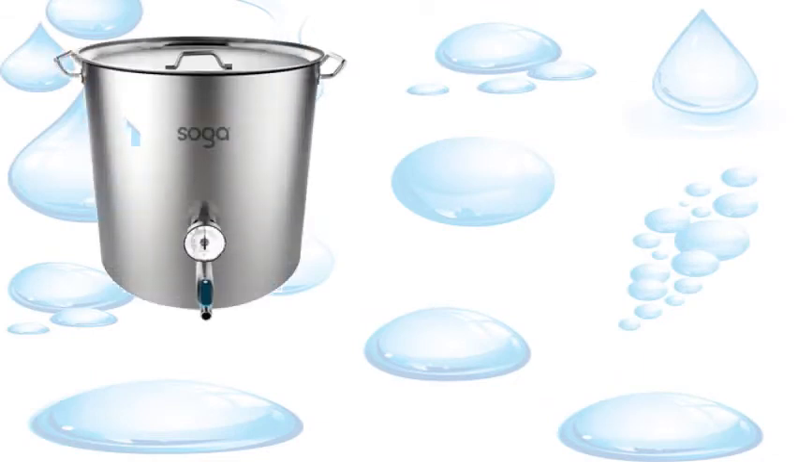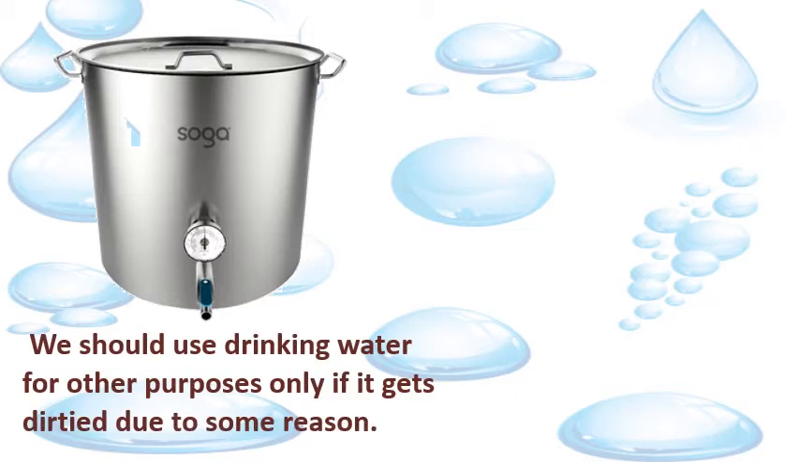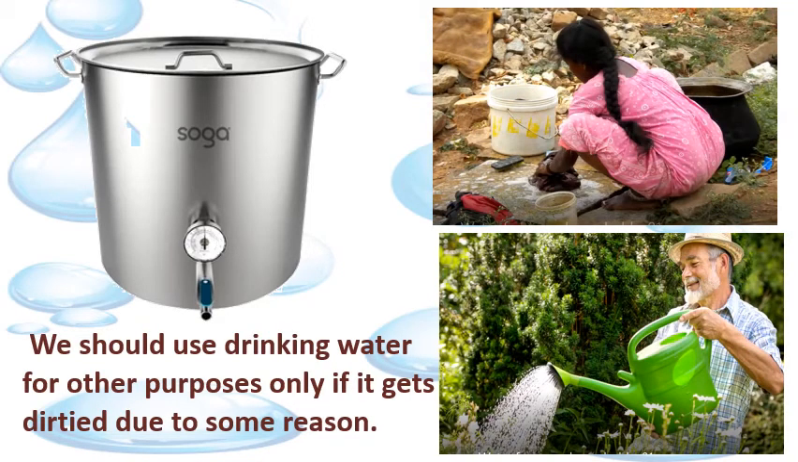Yes, dear students, this is a steel drum used for drinking water. Correct? We should use drinking water for other purposes only if it gets dirtied due to some reason. Yes, dear students, if you think that this water became dirty because of some reason, then we have to use that water for watering the plants or for washing clothes, or for washing utensils, etc. Isn't it? But not to waste it or pour it like that in the gutters or on the road.